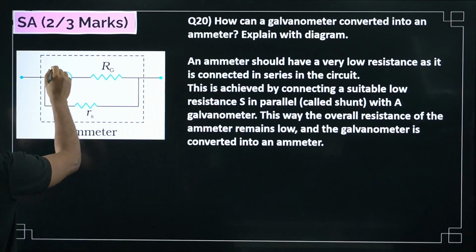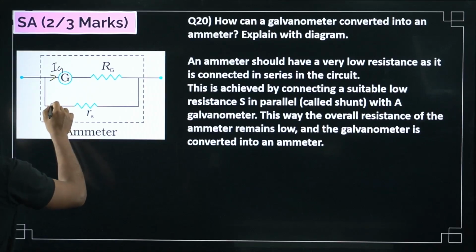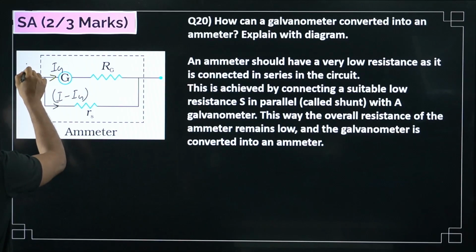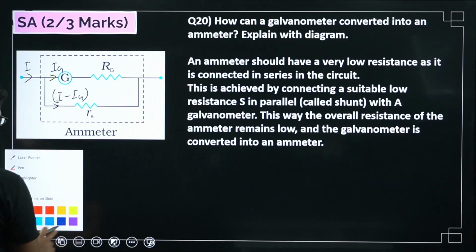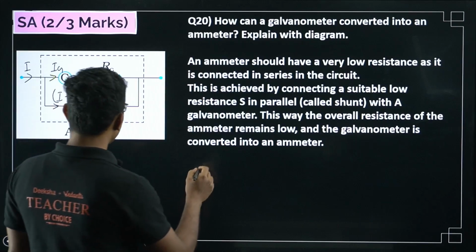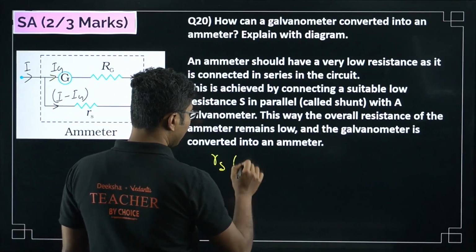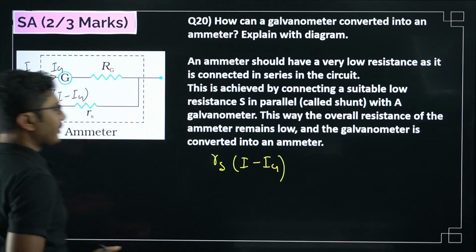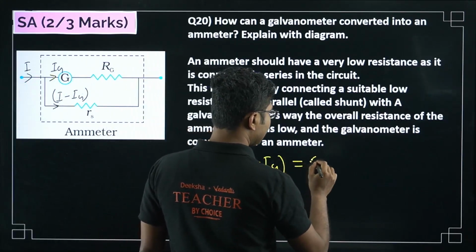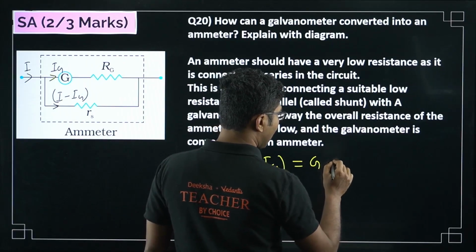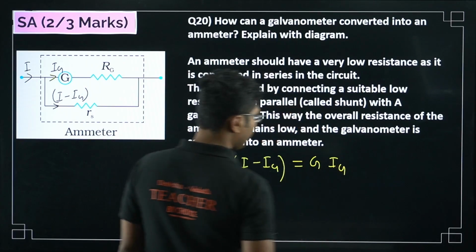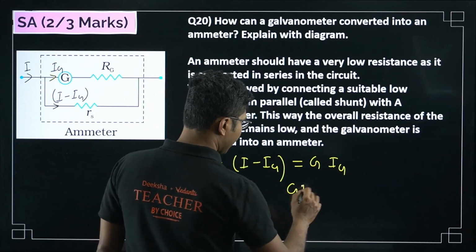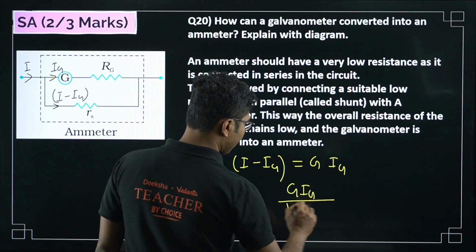So current through this is Ig. Current through this is I minus Ig. Total current that you are measuring is I, that is the maximum current you can measure. So from there you can say that Rs into (I minus Ig), that is the voltage drop across this, should be equal to the voltage drop across this, that is G into Ig. And then you can calculate Rs. Rs will be G into Ig divided by I minus Ig.